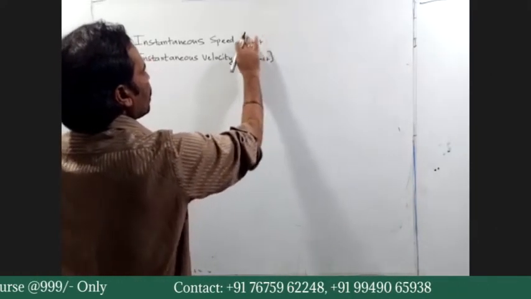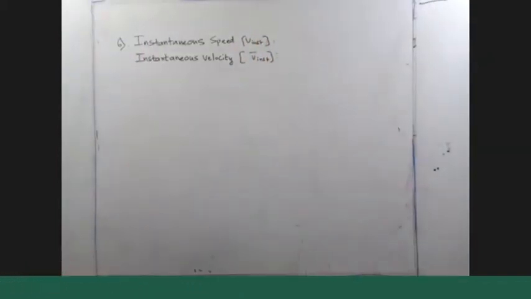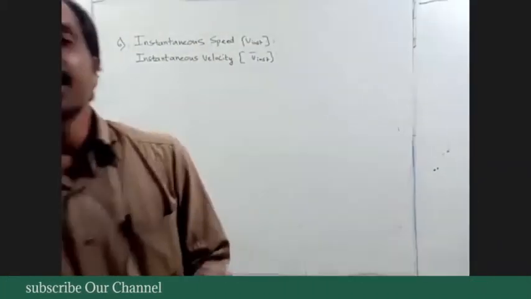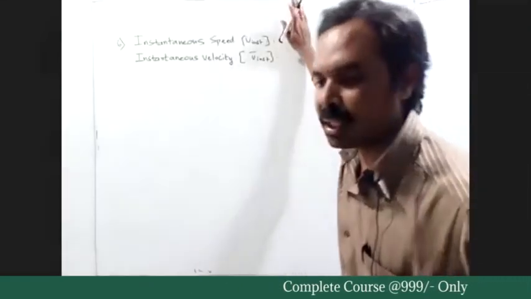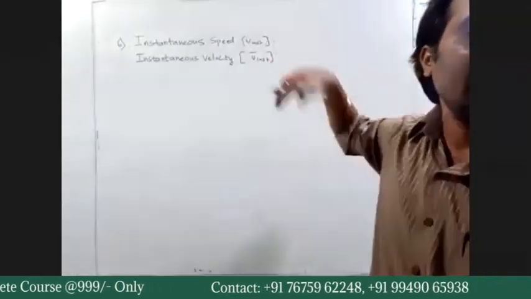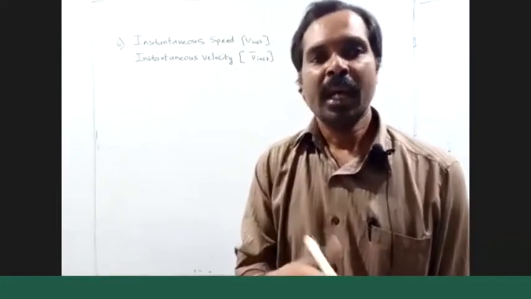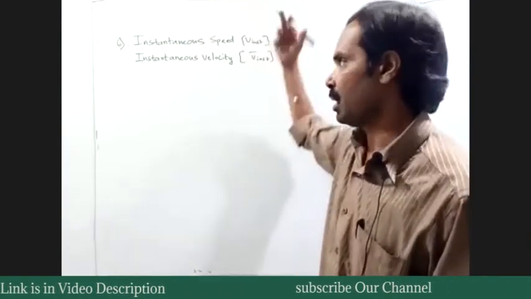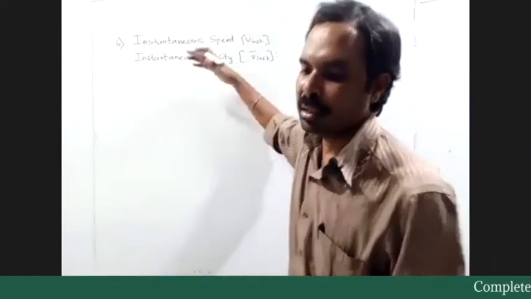Now we have to define these two terms also. Now you tell me, anyone, what is the instantaneous speed and instantaneous velocity, and how is it different from the average velocity? Already you know what is average speed, you know what is average velocity, and how to calculate them. That is total distance by total time for average speed, and total displacement, or total change in position, by total time for average velocity. That is clear. Now there are other terms regarding this motion in a straight line.